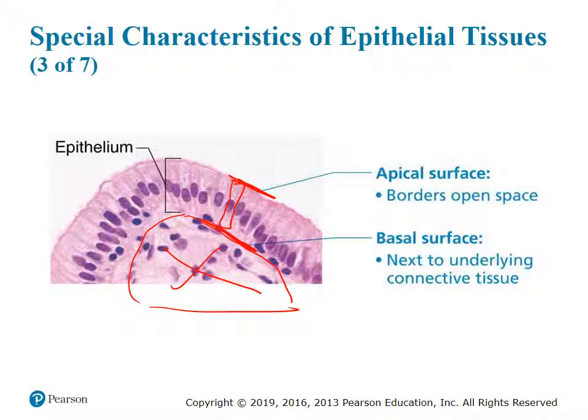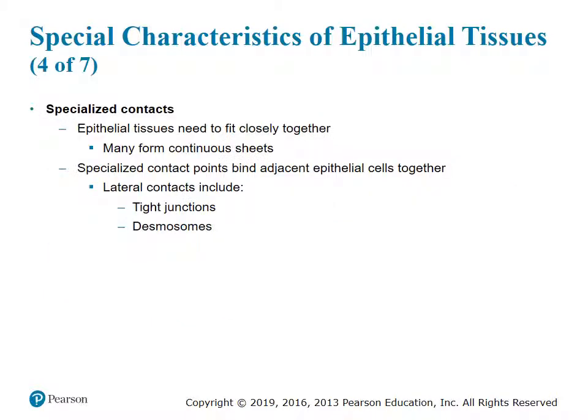When you start looking at slides today in lab, if this is an epithelial tissue, you're trying to find this, because that's what you want to look at. But you'll always notice there are some cells underneath that are different, and that's, of course, the connective tissue. Okay?